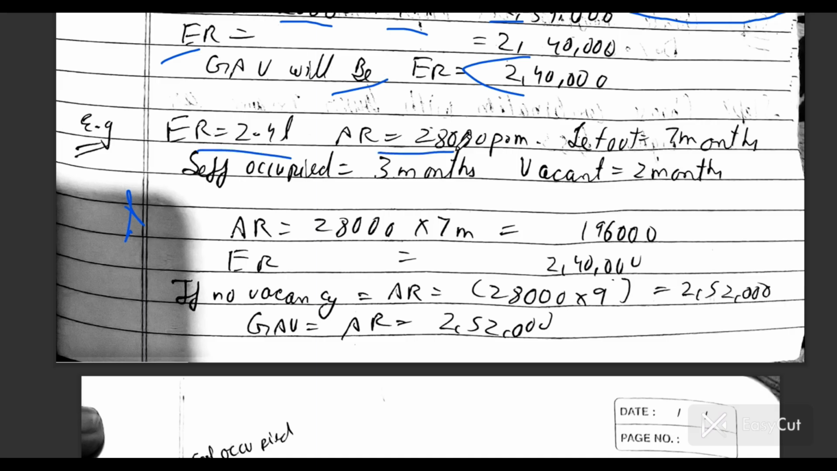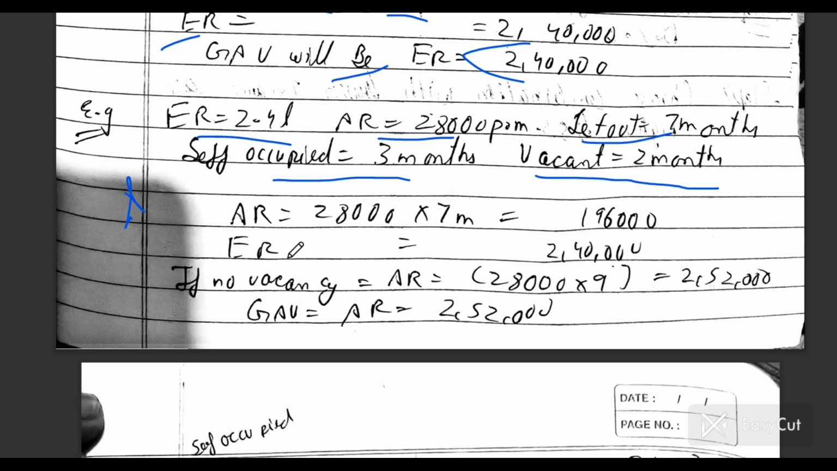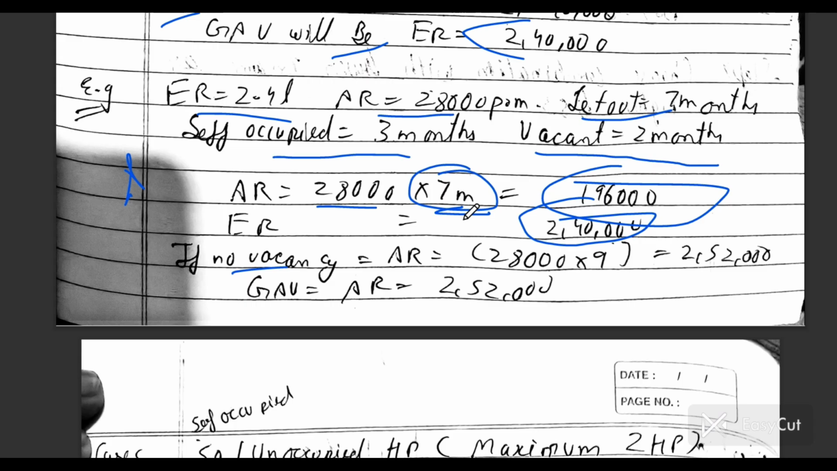Expected rent is 2.4 lakh. Actual rent is 28,000 per month. Let out period is 7 months, and the property is self-occupied for 3 months, and there is a vacancy of 2 months. Then actual rent will be 28,000 into 7 months, that is 1,96,000, and expected rent is 2,40,000. If there is no vacancy?